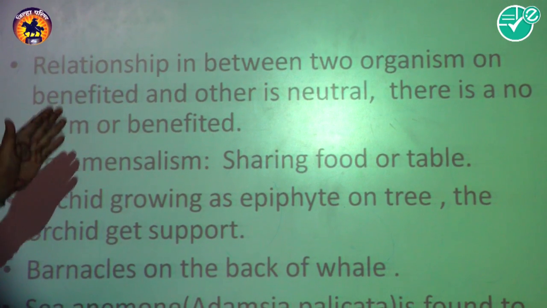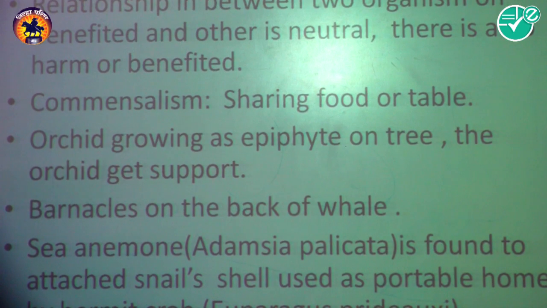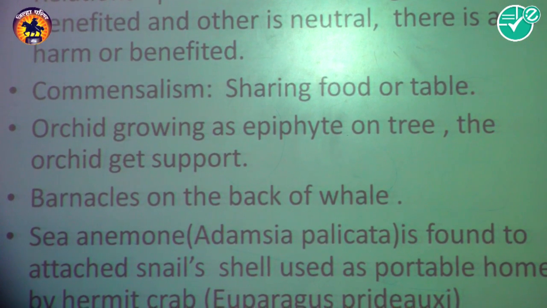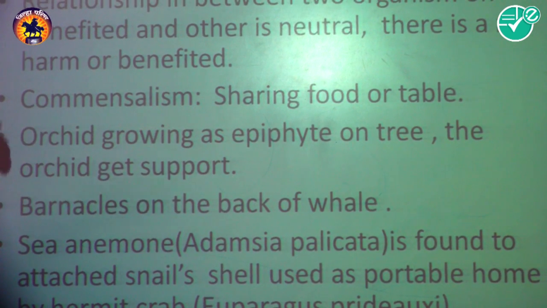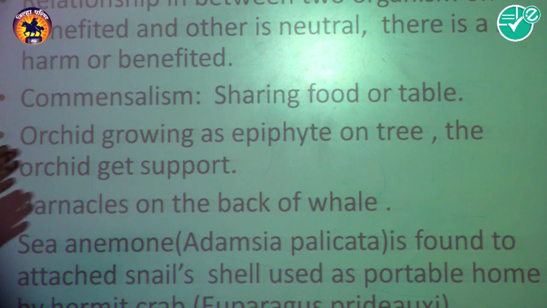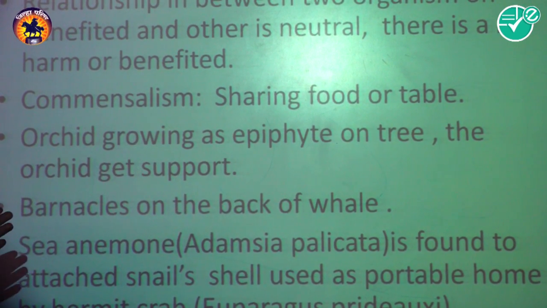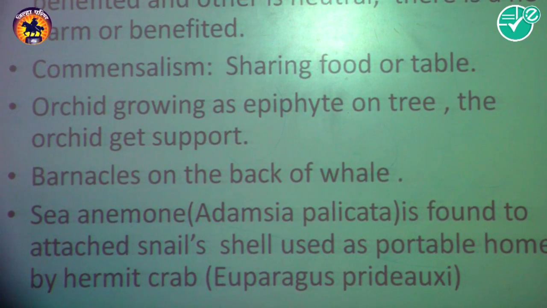देयर इज अ नो हार्म और द नो बेनिफिटेड, यानी कि वो अपने होस्ट को या जिस पर ये अपनी ज़िंदगी गुजार रहा है इसको किसी किस्म का कोई हार्म भी नहीं करेगा या उसको कोई फ़ायदा भी नहीं पहुंचाएगा. द कम्युनलिज्म इज़ अ शेयरिंग फूड और द टेबल, यानी कि ग़िज़ा को बांटना है.